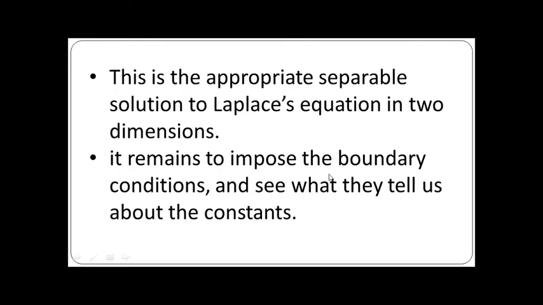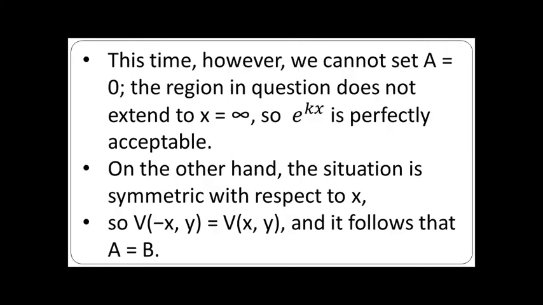Now it remains to impose the boundary conditions and see what they tell us about the constants. So now, after getting these general solutions, what do we have to do? We have to obtain the specific solution to our problem. For that, whatever boundary conditions are given, that means the potential is specified on all boundaries of the region of interest, one by one we have to substitute and determine the constants of integration A, B, C, D, etc.